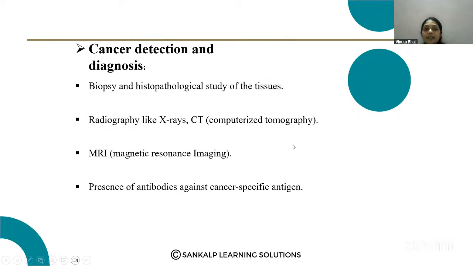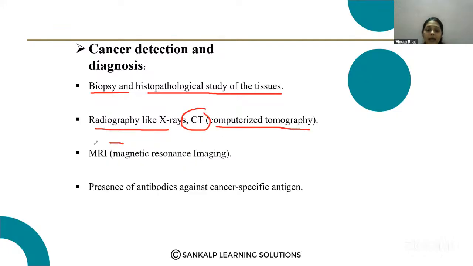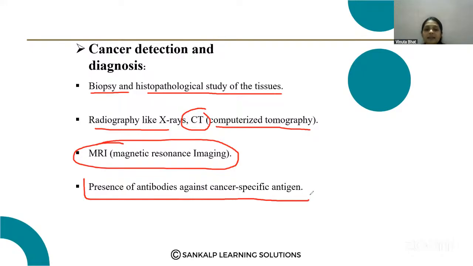Then detection and diagnosis. How to detect cancer? There is a test called biopsy and histopathological study of the tissues. So take out small tissues and analyze the tissues under laboratory conditions, that is the biopsy, and by using x-rays and CT, computerized tomography, and MRI, magnetic resonance imaging, and the presence of antibodies against cancer-specific antigens. So sometimes they will ask you to write the methods of detection and diagnosis of cancer.